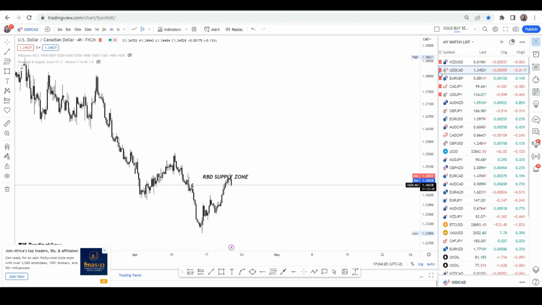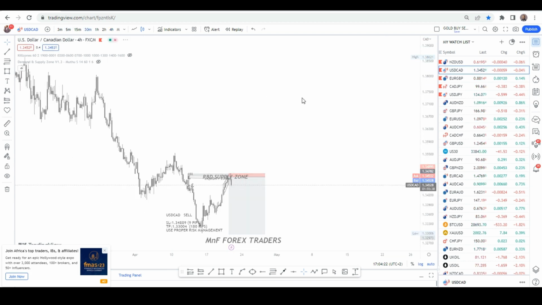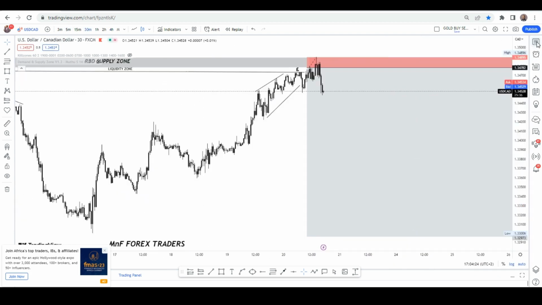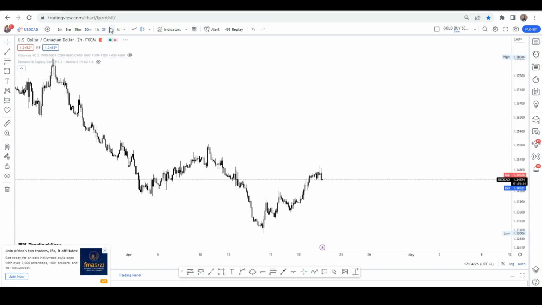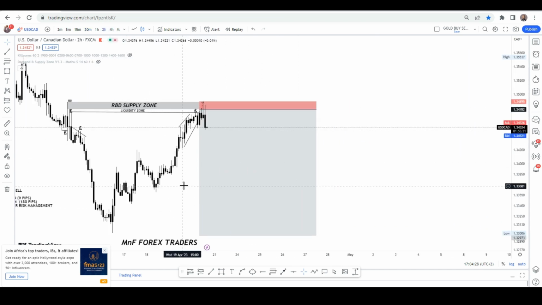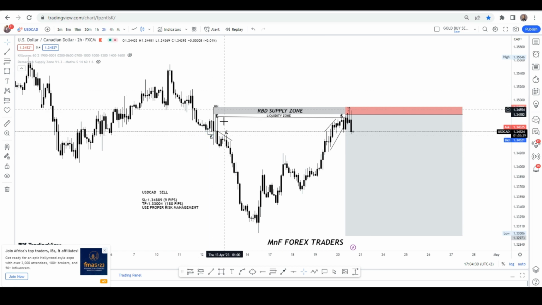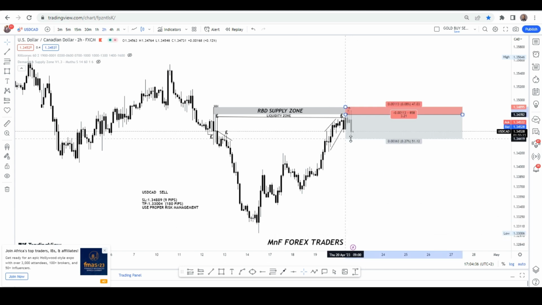Another trade setup that we are actually taking is USD CAD. Let me just show you right here. Yeah, you can see that this is also a nice rally-based drop supply zone, equal highs right here. We had a beautiful rejection right there, and already we've seen the market dropping. This is almost 1 to 3 risk reward right here, and there's a potential for it to actually drop.